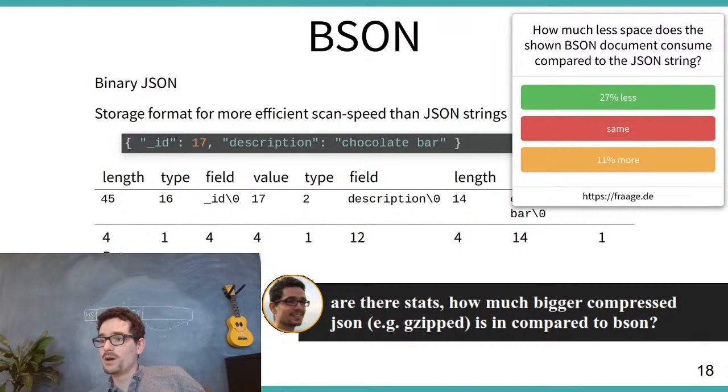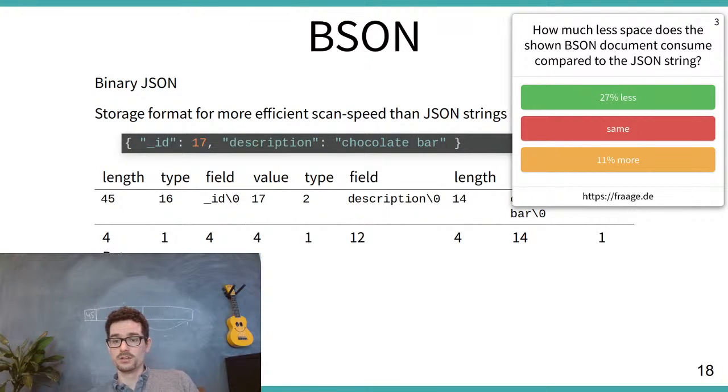Are there stats on how much bigger compressed JSON is compared to BSON? Okay, compressed JSON consumes less space, but is even worse in efficient search. So BSON is made for efficient search. Sometimes it can have a smaller memory footprint and consume less space, but yeah, please calculate on your own now.